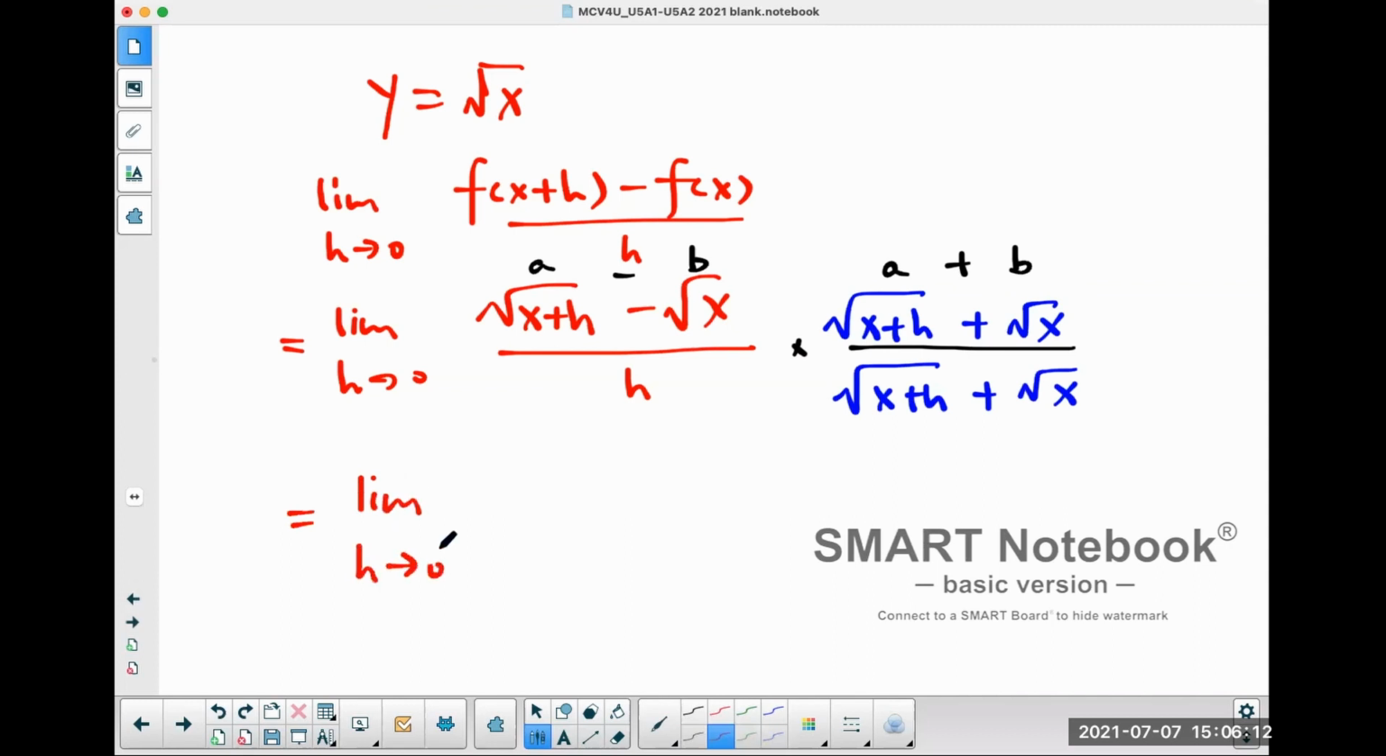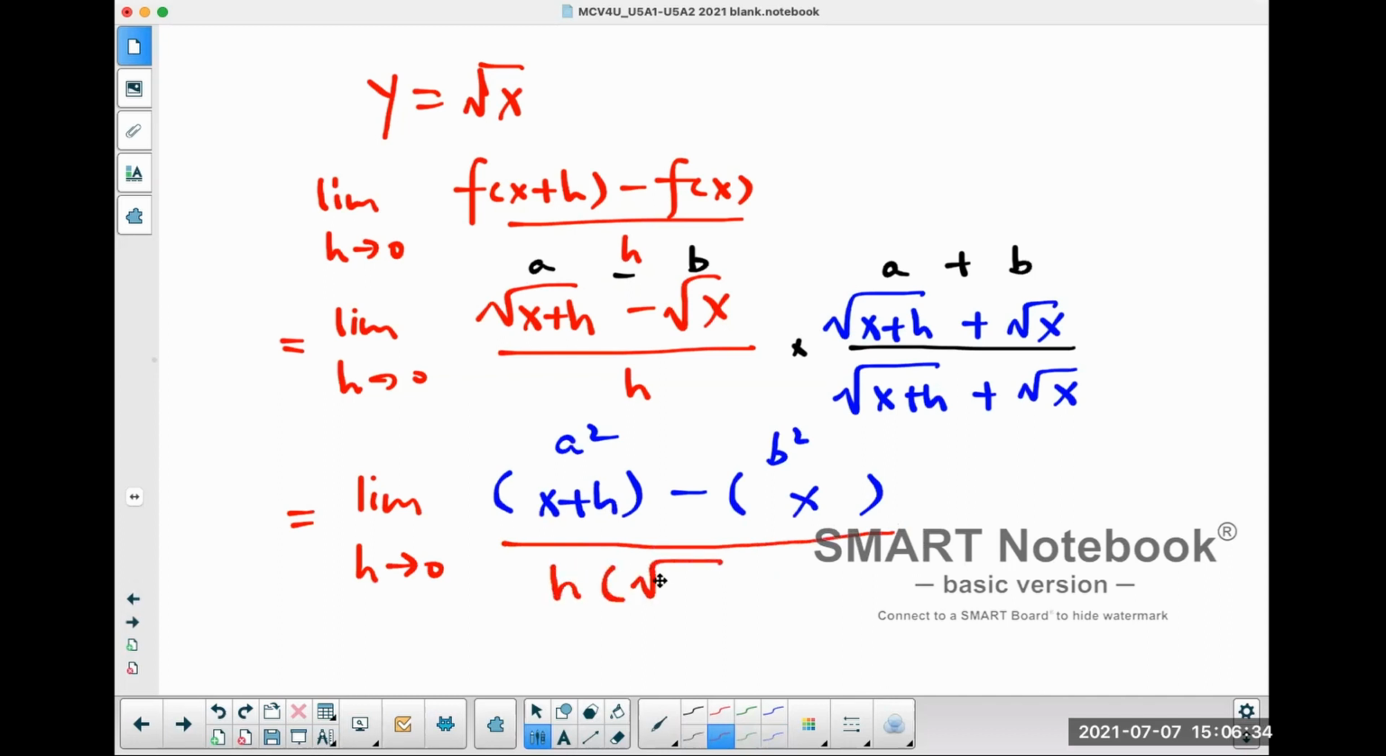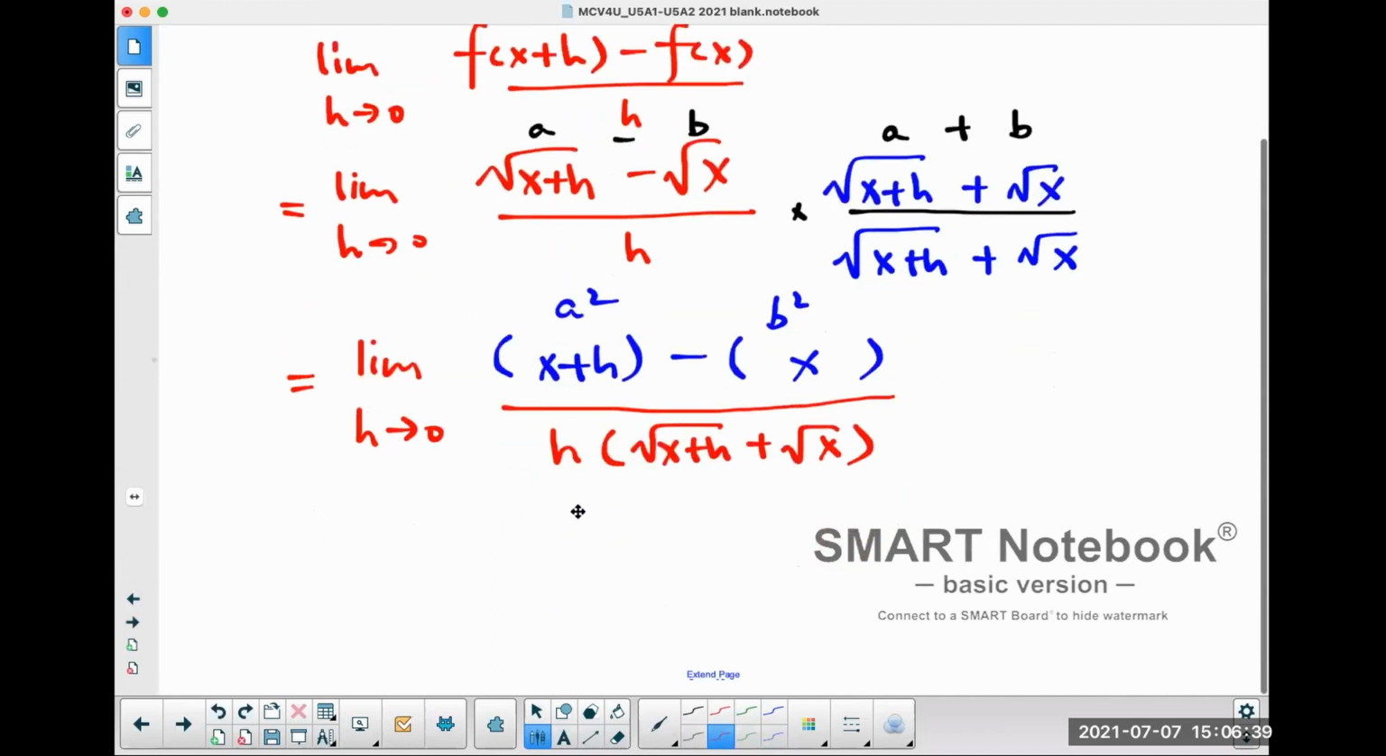Now I need to do difference of squares. A squared minus b squared. Take off the square roots. So a squared minus b squared, that's just x plus h, minus that's just x. Okay. Now the x and the x will cancel. You're left with the letter h on top. And the h and the h will cancel. Everything is gone.